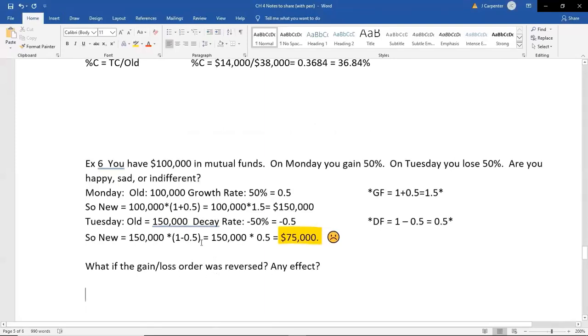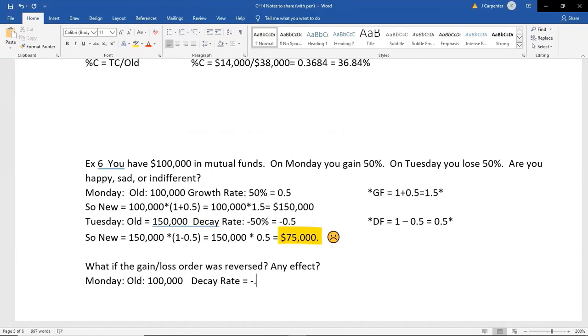What if you reverse the order? So I'm not going to write everything out this time. So now we're going to say Monday, the old is the 100,000. And the decay rate is the 50%, which is 0.5 as a decimal. So the decay factor, 1 minus 0.5, is 0.5. So the new is the 100,000 times the 0.5, meaning we only have 50 grand.